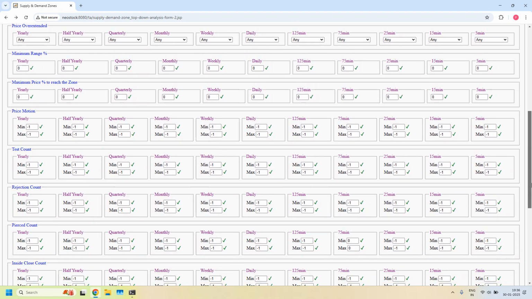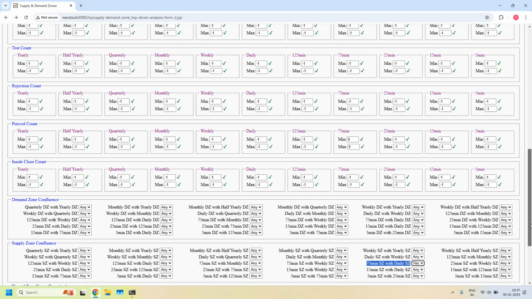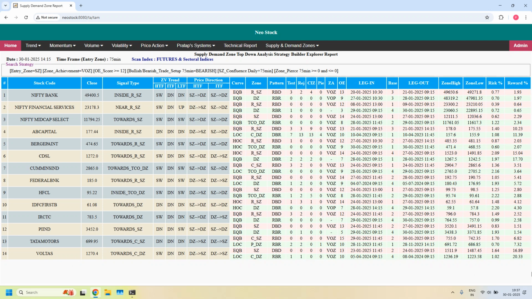So we need to set the filter in the supply zone confluence. I am enabling the filter 75 minute supply zone with daily supply zone confluence. That means the 75 minute zone should be part of the daily supply zone. What does overlap mean? See, now from 21 the list has come down to 14. These 14 75 minute supply zones are overlapped with the daily supply zone. And the daily trend is down in all these stocks because daily is ITF.